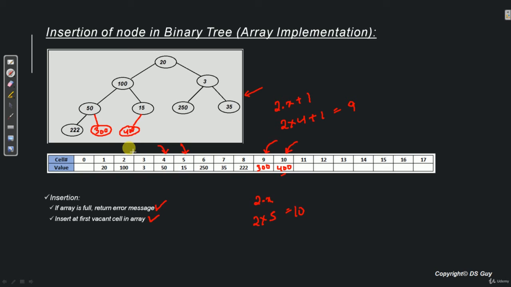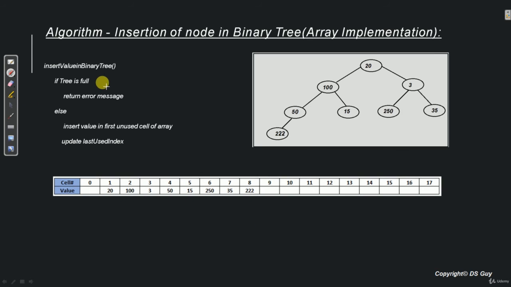Now let's see what the algorithm for this looks like. The algorithm is very simple. It checks if the tree is full, then it returns an error message. Else it checks the first unused cell of the array, which in this case is cell number 9. Then it inserts a value over here, let's say 300, and then it updates the last used index.